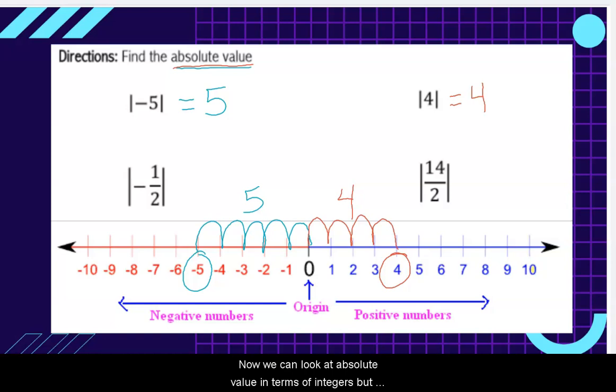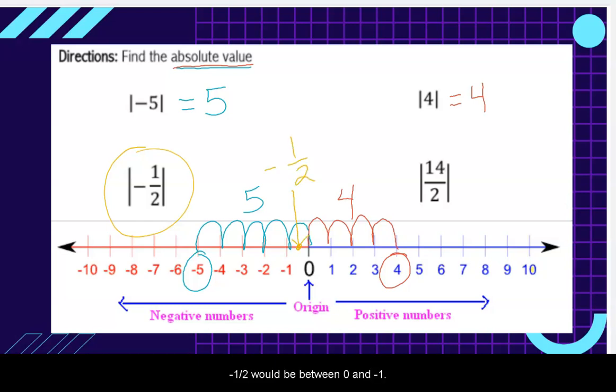Now, we can look at absolute value in terms of integers, but we can also look at absolute value with fractions, decimals, and percents. So we have this example here. If I wanted to find the absolute value of -1/2, I could also use the number line. So I'm going to take this number, -1/2, and I'm going to plot -1/2 on the number line. It would be here between, I'm going to put an arrow to it, -1/2 would be between 0 and -1.